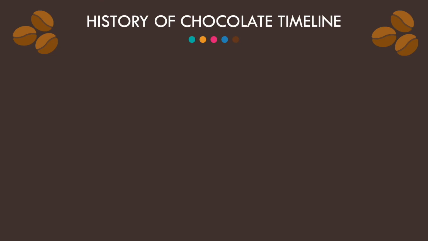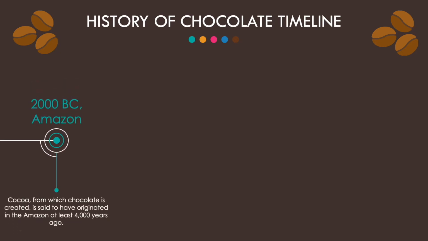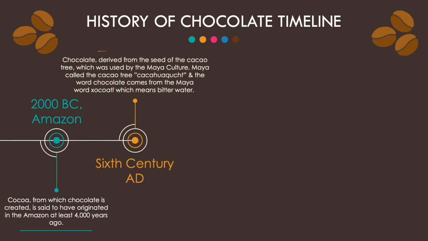History of chocolate timeline. 2000 BC, Amazon. Cocoa, from which chocolate is created, is said to have originated in the Amazon at least 4,000 years ago. 6th century, AD. Chocolate derived from the seed of the cacao tree, which was used by the Maya culture. Maya called the cacao tree cacahuacuct, and the word chocolate comes from the Maya word shikor latl, which means bitter water.